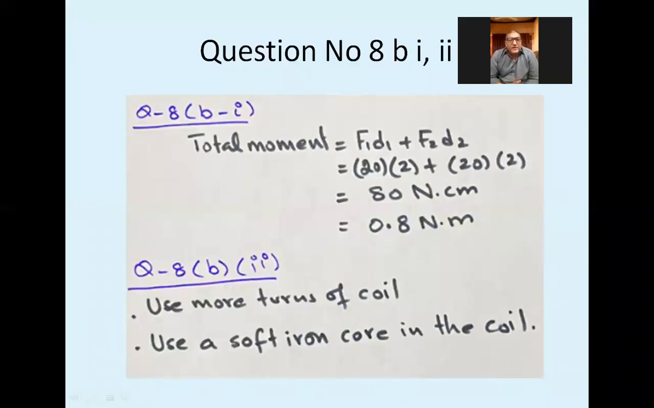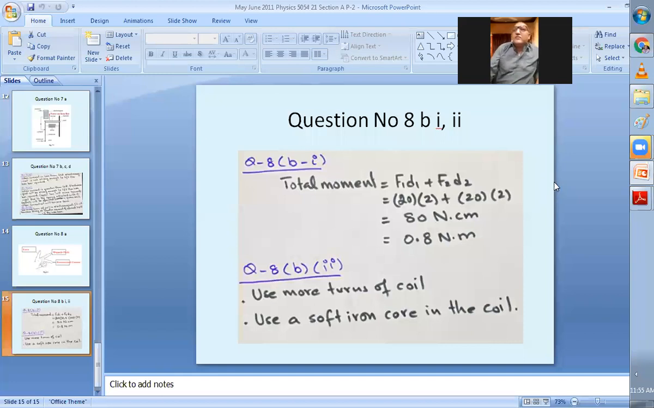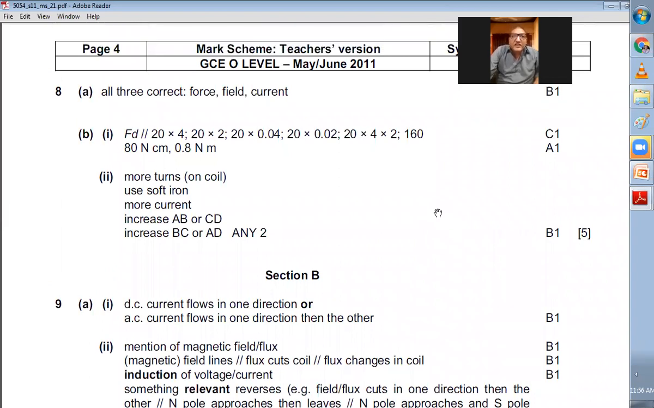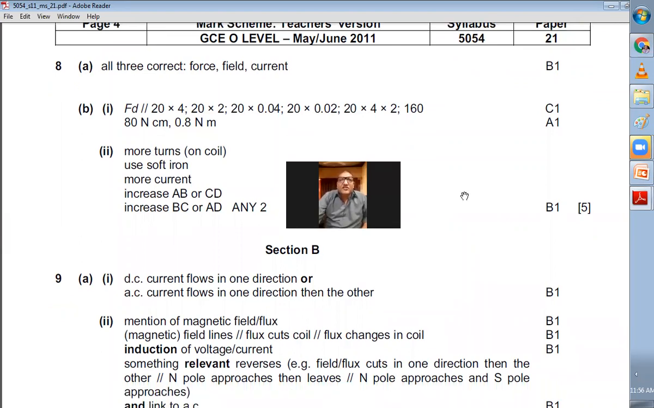So question number 8B, first part, you can see the moment will be equal to F1 D1 plus F2 D2. Both of them are producing the clockwise moment. So 20 Newton multiply 2 centimeter, plus 20 Newton multiply 2 centimeter, add them up: 80 Newton centimeter. If you want to write the answer in Newton meter, which is normally the unit of the moment, divide by 100 and it will be 0.8 Newton meter. Let's check the marking scheme. The marking scheme says 0.8 Newton meter is the right answer.